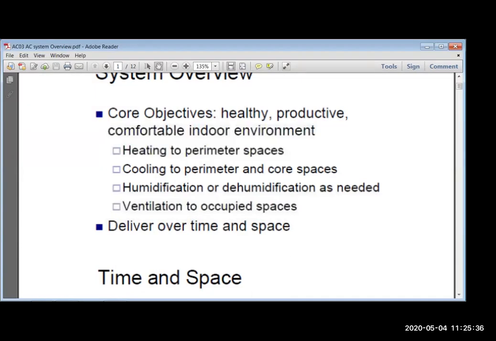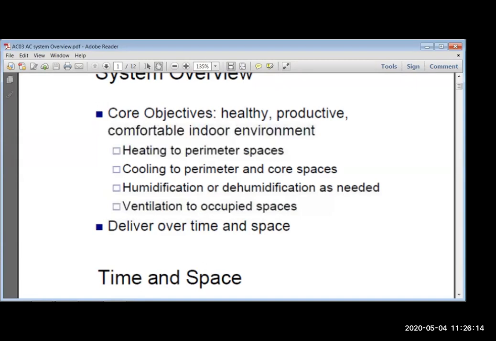Now, the core objectives of today's lecture are air conditioning overview, and the air conditioning system objectives are a healthy, productive, comfortable indoor environment. To create a healthy, productive, comfortable indoor environment, heating to perimeter spaces is needed, cooling to perimeter and core spaces, humidification and dehumidification, and ventilation to occupied spaces, delivered over time and space. So these are the core objectives. I'll explain every item separately now.